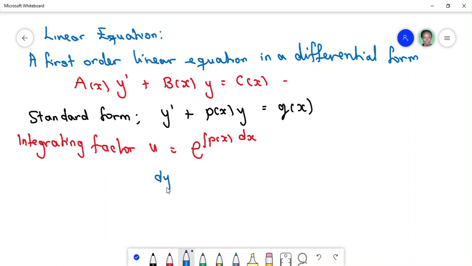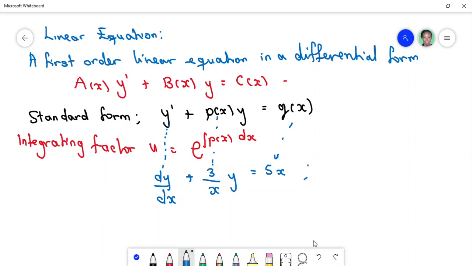If I have dy/dx plus 3 over x times y equal to 5x, we want to find the integrating factor here. So what do you realize? You have dy/dx plus P of x times y, so this should be a function of x, and this should also be a function of x. You realize that this is actually in a standard form.